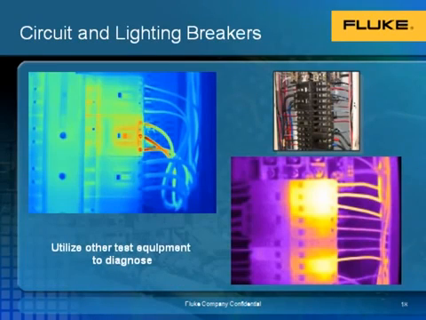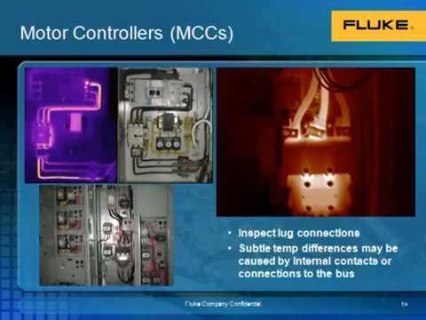Some more circuit and lighting breaker images on this slide. Again, the thermal imager is going to quickly point out where a problem may be, but it is going to take another piece of test equipment to actually diagnose whether it's a bad connection, a loose connection, or an overload, something like that. The thermal imager will point it out to you, but it will take something else to actually determine the root cause of that problem.